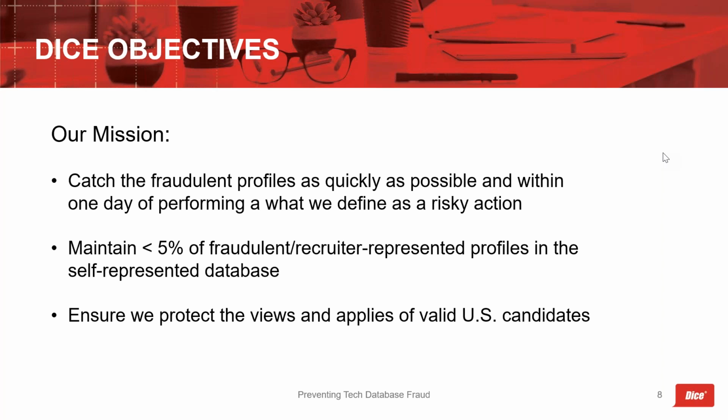So the mission of my group can be summed up in 3 bullets. I've got catching fraudulent profiles as quickly as possible and within 1 day of performing what we would call a risky action. We'll talk a little bit more about that later. Maintaining less than 5% of fraudulent/recruiter represented profiles in the self-represented database. That's a lot of words, but it will become much simpler here in just a bit. And then ensuring we protect the views and applies of valid US candidates. So those break down into several other areas that we spend a lot of time on. But if we were going to summarize it, I'd say that's probably the best way to summarize how we measure ourselves. Go ahead and go to the next slide.